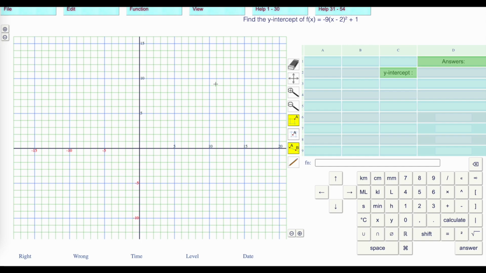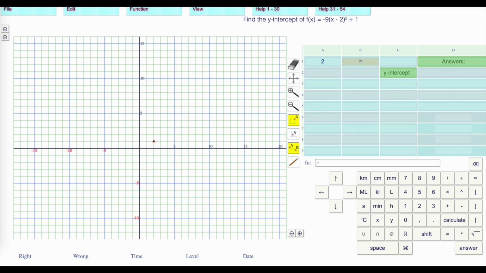Parabola y-intercept. The y-intercept is where it's crossing the y-axis. Let's graph. Its vertex is at (2, 1) there. It is opening down. It's going to cross somewhere around here. Let's have a look at exactly where. Starting off with the x at 2, let's see what the y value is.